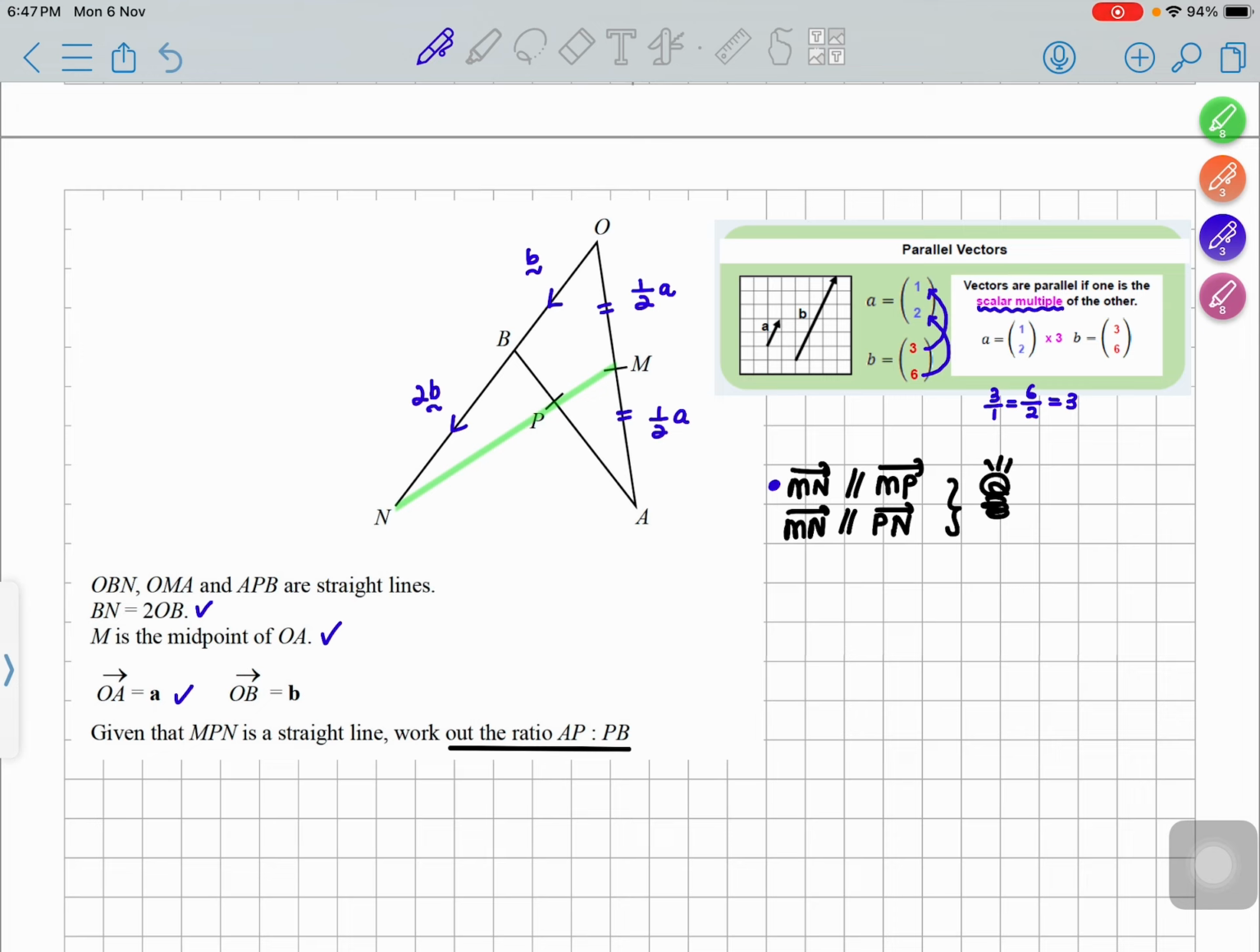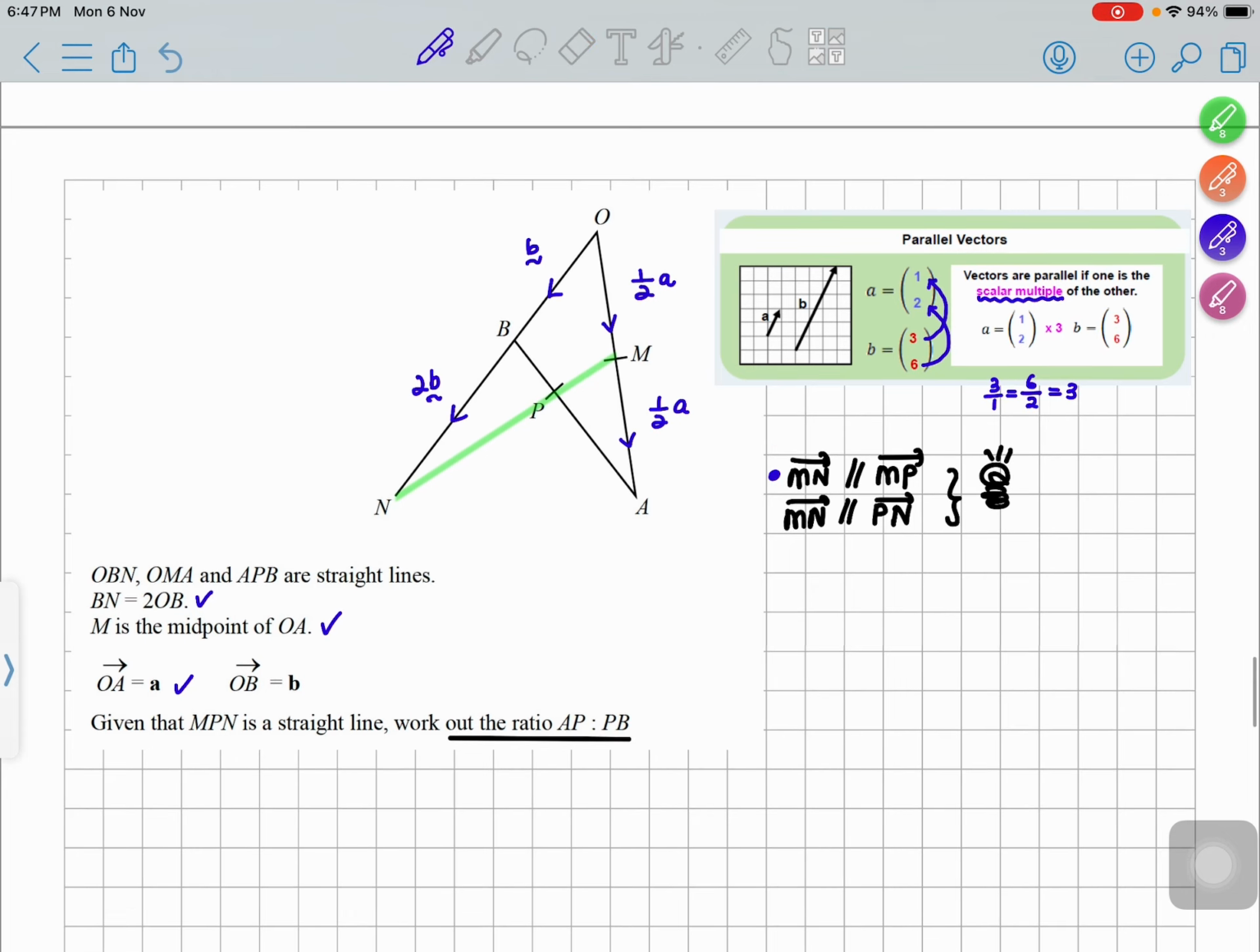So I'm going to write in the direction of OA, I'm going to put an arrow this way. When you want to switch, you switch it later. Okay, now from here, can I find my MN? Yes. What is my MN? My pathway is MO plus ON, which will give me negative half A plus 3B.